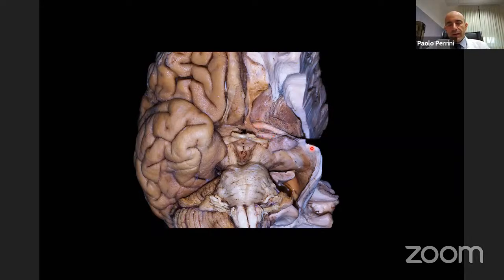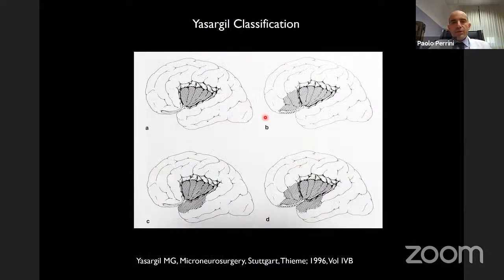This is the orbit, the roof of the temporal horn with optic radiation, caudate tail, and stria terminalis. Why is this concept important? Because it is an anatomical concept that can be applied to insular tumors. This classification is very important, was provided by Yasargil in his books, and represents the spread of insular glioma. Yasargil's concept is important because he was the first neurosurgeon to think anatomically.